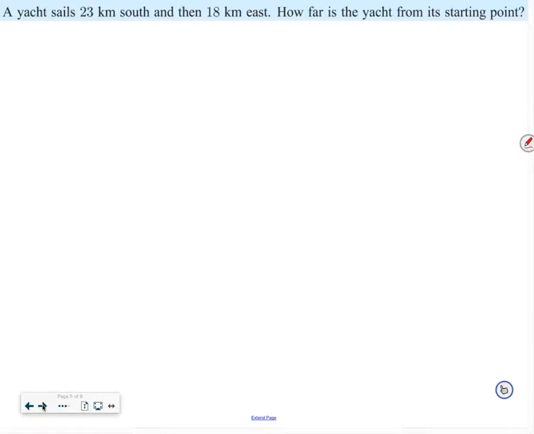Okay, so this one's dealing with navigation. When we're dealing with navigation, we've got to remember that our north, east, west, and south lines are perpendicular to each other. So typically when we draw them on a two-dimensional plane, we have north being up, east being to the right, west being to the left, and south being on the bottom. Drawing that will help us deal with any navigation type problem.